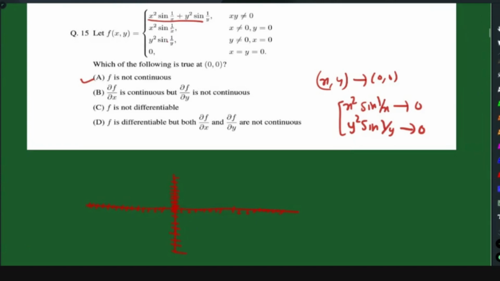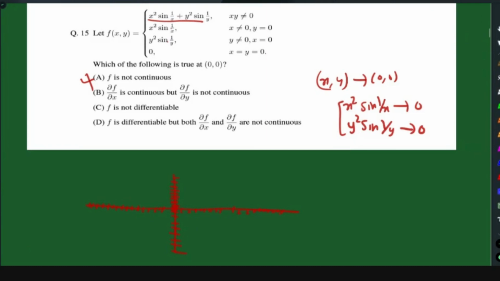Okay, so the function is continuous at (0, 0), so that is the correct option. So the first option is wrong: "f is not continuous at (0, 0)" is wrong. Now you look at the second option. What is the second one? ∂f/∂x is continuous and ∂f/∂y is not continuous.